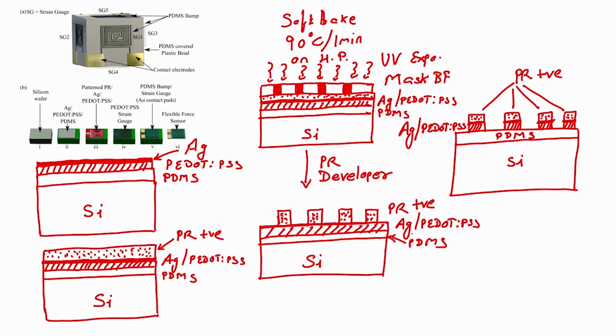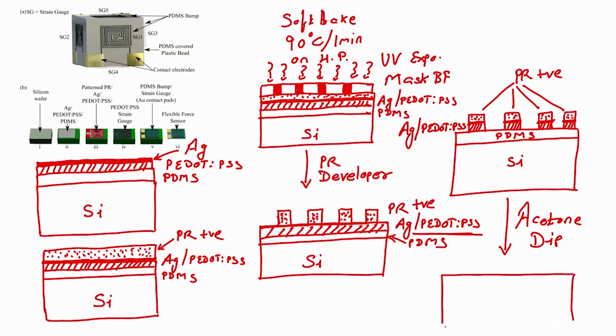After etching PEDOT:PSS and silver, what is the next step? Next step would be acetone dip. Why do I have to dip the wafer in acetone? You have to dip the wafer in acetone so that you can strip off the photoresist, right. You can strip off the photoresist.